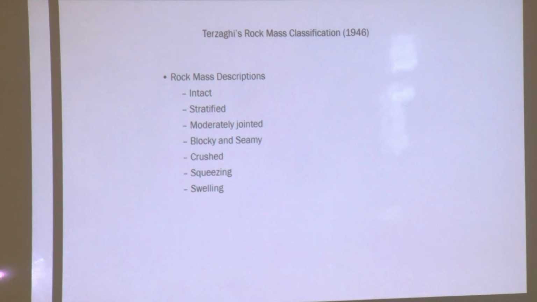Terzaghi, when he developed this concept, thought of this kind of parameters. What parameters did they think of? Intact, stratified, moderately jointed, blocky, seamy, crushed, squeezing, swelling. But for your information, I can tell you, after crushed, squeezing, swelling, it has still not been addressed as of 2019. They thought in 1946 that this kind of character of rock can be taken care of in a rock classification system, but till date it has not been achieved.